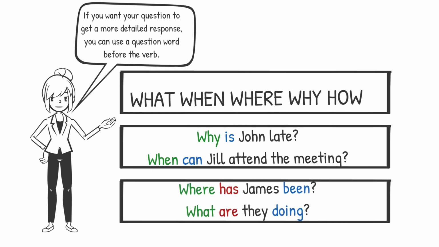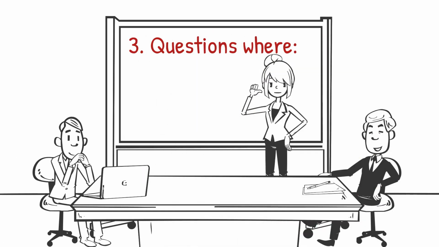For type 2 questions, put the question word before the auxiliary verb. Do you want to know what place James went to just a little bit earlier? Ask, where has James been? And if you want to know about the things they are busy with right now, you can ask, what are they doing? Let's look at the third question type.